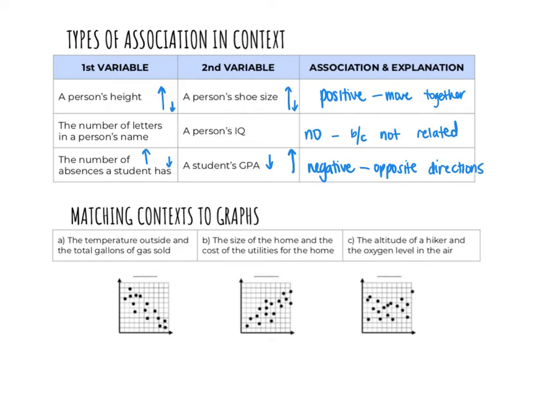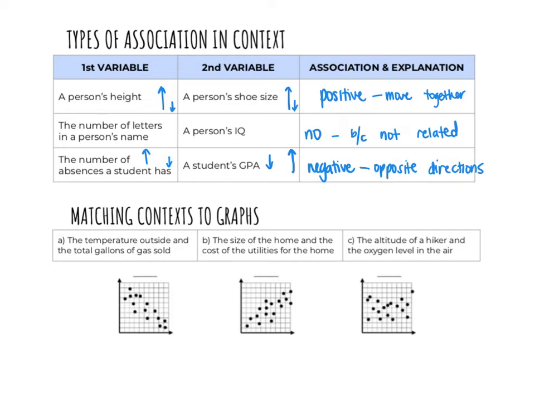Okay, so next up, the last thing we're going to do is match context to graphs. So let's just read through the context and then look at the graphs. Part A says the temperature outside and the total gallons of gas sold. Part B says the size of the home and the cost of the utilities for the home. Utilities is things like electric and water, those types of things. And finally, the altitude of a hiker and the oxygen level in the air. So a good strategy is to kind of go for the one that you know for sure first.